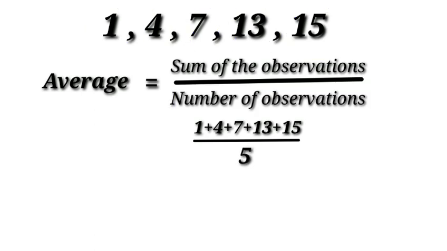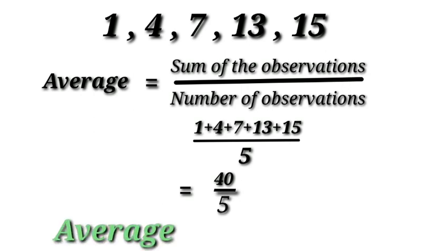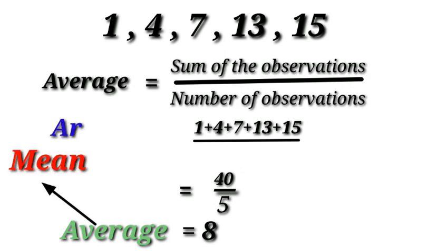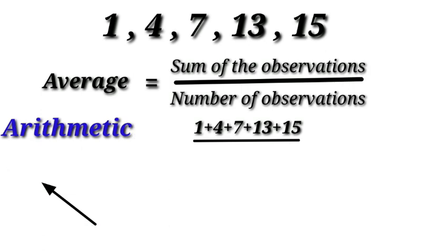So 1 plus 4 is 5, 5 plus 7 is 12, 12 plus 13 is 25, 25 plus 15 is 40. So the average would equal 40 divided by 5, which is equal to 8. This is the average of the 5 numbers in the list. The average is also called mean, or to be more precise, arithmetic mean. So children, it's so simple to calculate arithmetic mean.